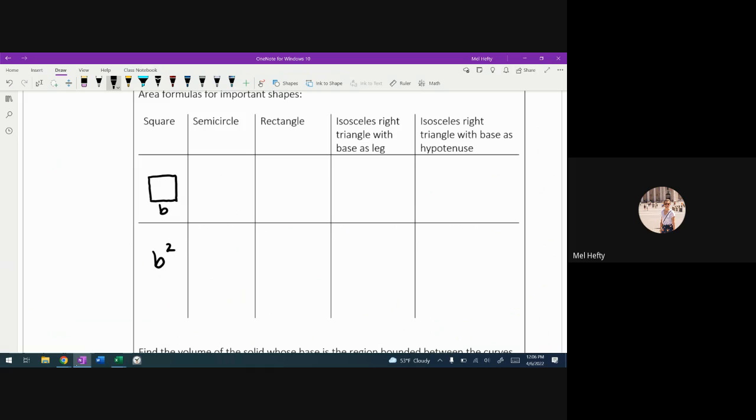All right, let's skip to rectangle real quick. I'm just going to draw a random rectangle. This is my rectangle. Your rectangle could look different.